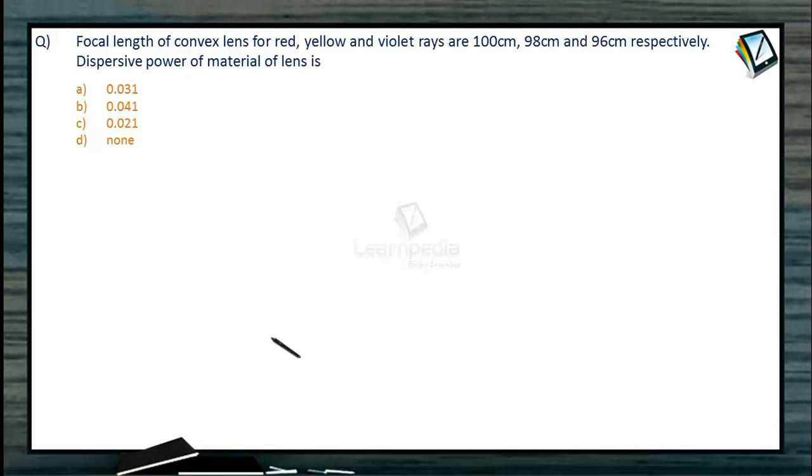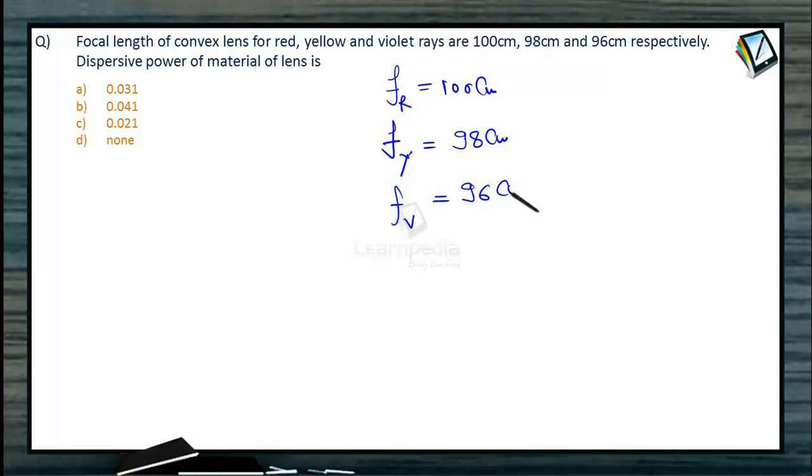Focal length of a convex lens for red, yellow and violet rays are 100 cm, 98 cm, 96 cm. Means for red, the focal length is 100 cm, and for yellow color, which is supposed to be the mean color, it is 98 cm. Mean means average, and the focal length for the violet is 96 centimeter. So these are the three focal lengths for different colors for a convex lens.